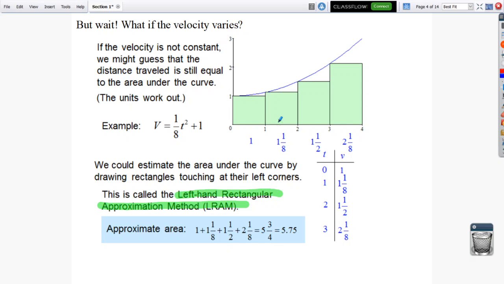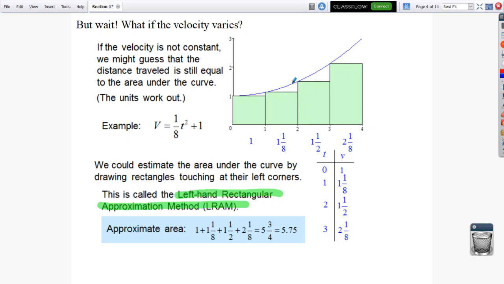What you should notice here is each subinterval in this situation is going to be equal length. So here, each subinterval was 1 unit long, which is why when I calculate the velocity at each subinterval, I'm just multiplying it by 1 to find the approximate area here, being 5.75. That's my LRAM. Notice that my LRAM in this case, unlike on that GeoGebra work, is going to be an under approximation.